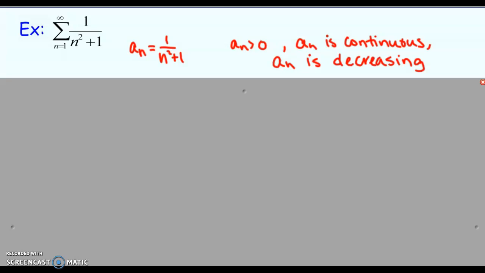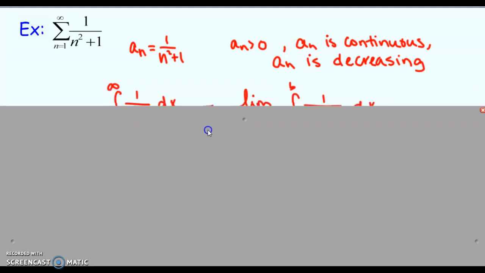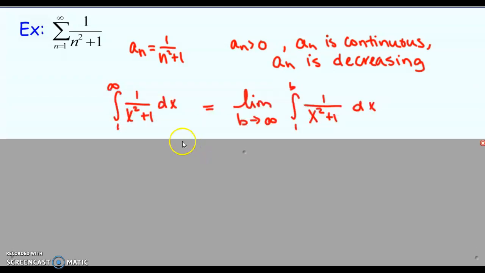So if we've got our first 3 things established, a sub n is greater than 0, a sub n is continuous, a sub n is decreasing, those 3 things are all true for this expression. So we're going to switch our summation into an integral, and it is an improper integral, so we're going to go ahead and rewrite that with the limit as b goes to infinity from 1 to b of 1 over x squared plus 1 dx.